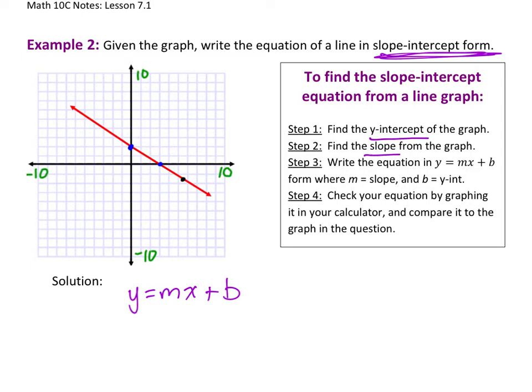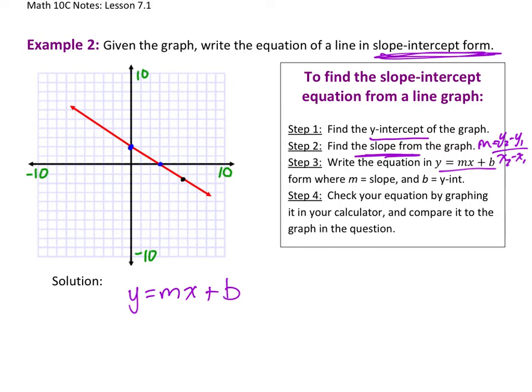Now you might need to find 2 points on the graph and calculate your slope using the y2 minus y1 over x2 minus x1 formula. Then once you know those two values, sub them into the equation, y equals mx plus b. You can always check your equation by actually graphing it in your calculator or on paper by creating a table of values and compare it to make sure it looks the same as the graph you were given.